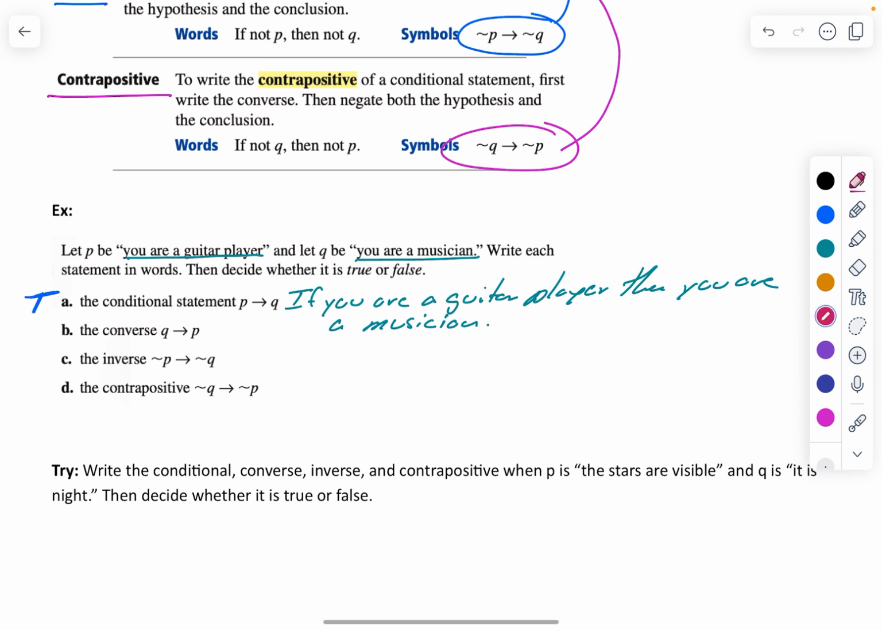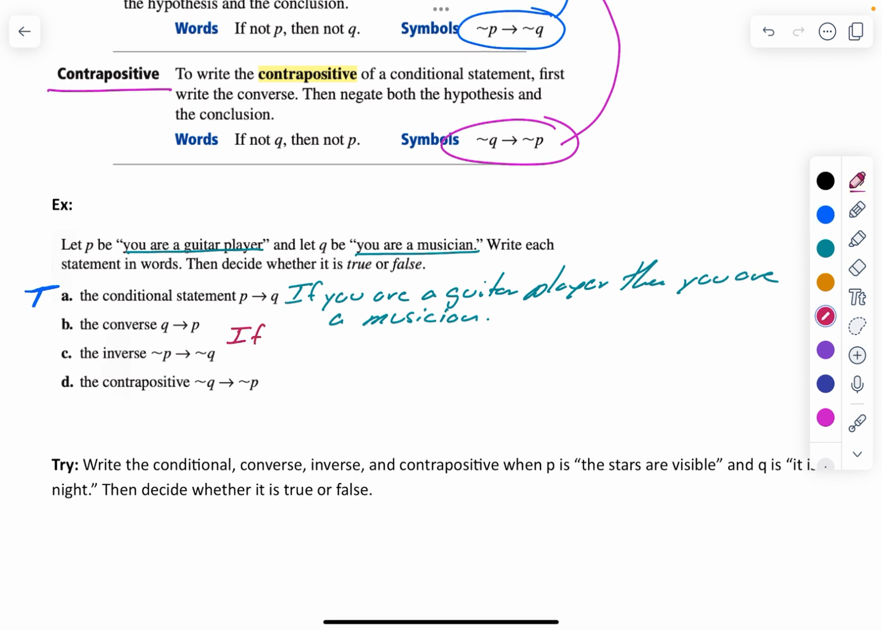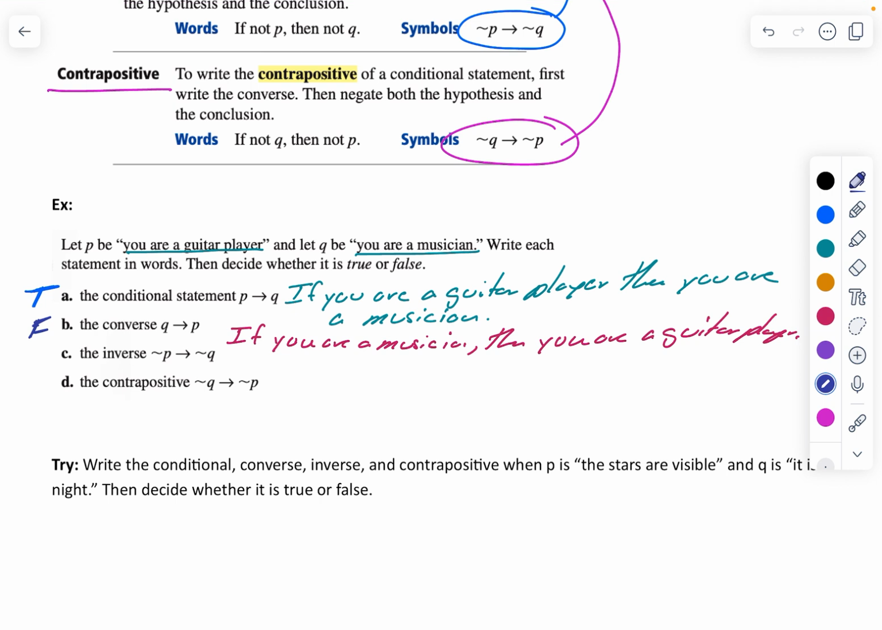Next, the converse would be if you are a musician, then you are a guitar player. And this one is false. We talked about that yesterday: if you're a musician, you could play a variety of instruments. It doesn't have to be guitar.